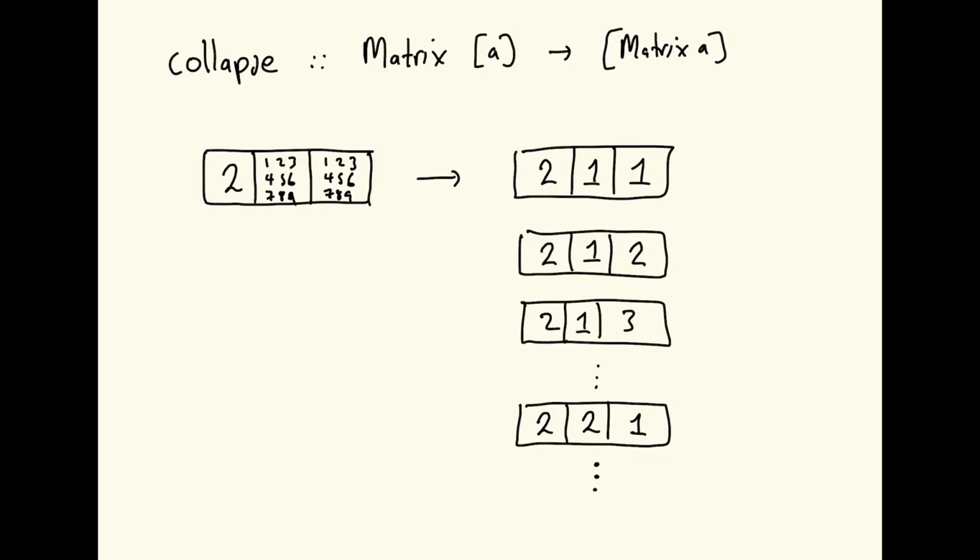So in order to define this function called collapse, what we're going to do is first of all define a function that produces all possible combinations of elements from a list of lists. So let's think about how to define this first of all. I'm going to define a function called CP. I'll explain in a moment why I've called it CP.